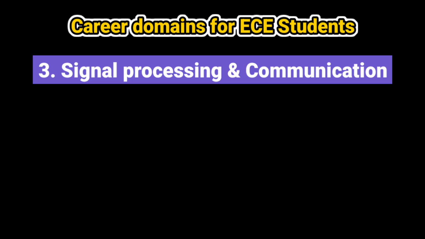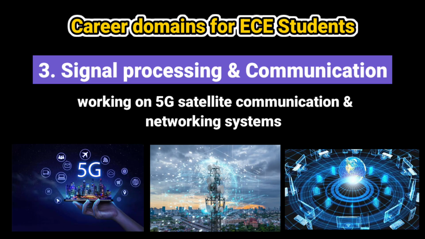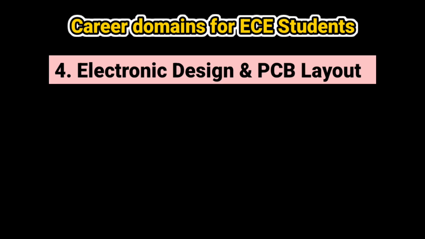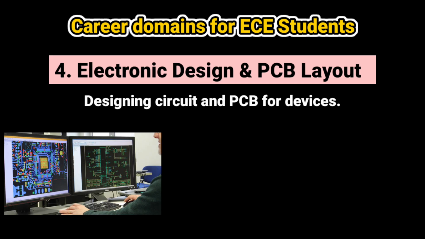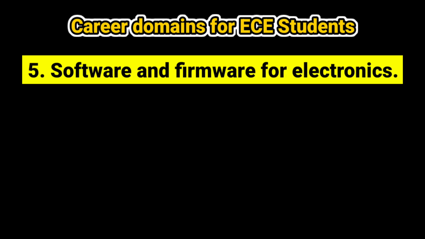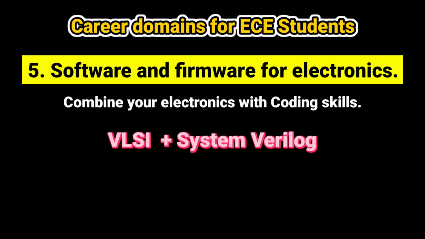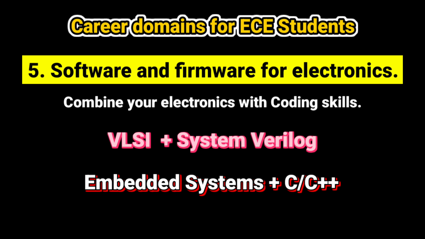3. Signal processing and communication. Working on 5G, satellite communication and networking systems. 4. Electronics design and PCB layout. Designing circuits and PCBs for devices. 5. Software and firmware for electronics. Combining coding with electronics is a superpower in today's world. Pick one core domain, but also learn programming and tools that complement it. For example, VLSI plus SystemVerilog or Embedded Systems plus C++.